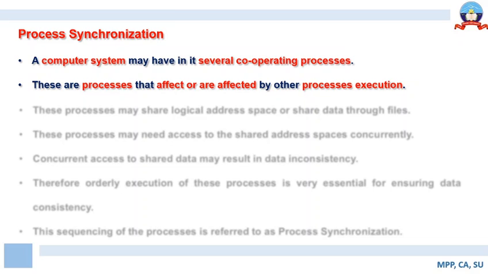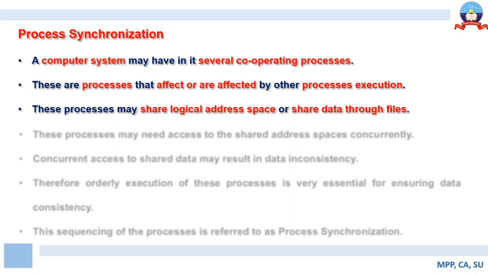In regards to the very nature of organization of the cooperating processes in a computer system, cooperating processes may affect or may get affected by the execution of other processes that are there in a computer system. Cooperating processes, as I've already said, may share among them logical address space, or they may share among them data files in order to perform operations.